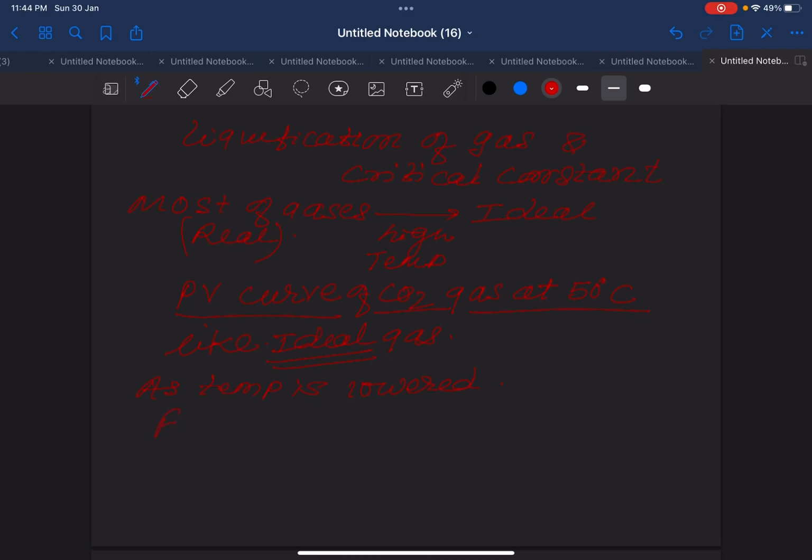For example, CO2 gas is liquefied at 38.98 degree Celsius and 73 atmosphere pressure. This is the highest temperature at which CO2 as liquid can exist. Above this temperature, whatever may be the pressure, liquid CO2 cannot form.